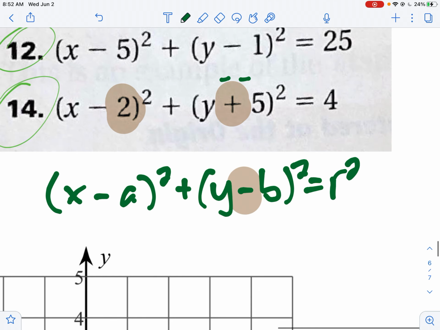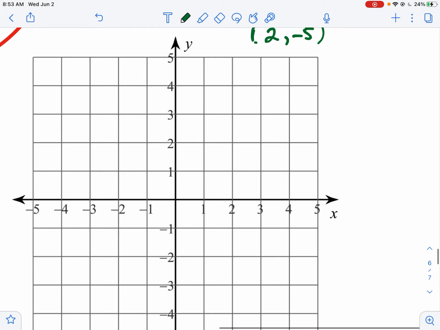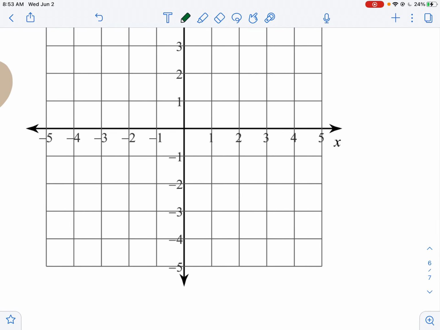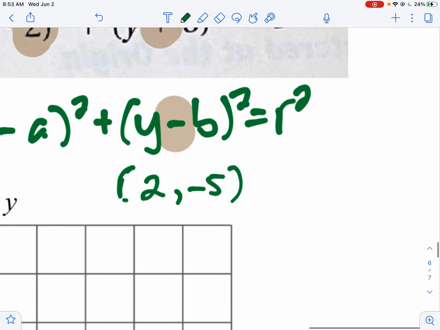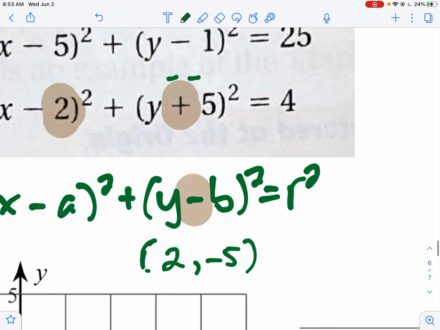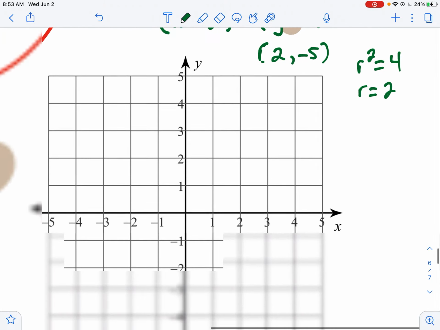So what that enables me to do here is I can find a and b, which would give me positive 2 in this case, and negative 5. So I'm going to go to positive 2, negative 5, and graph that as the center. We're really extending me here, but that's okay. So now I want to look at my r squared, which is 4. R squared equals 4. Square root of 4 gives me 2. So that means that's my radius.